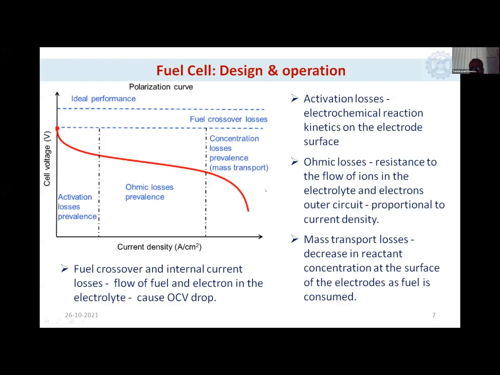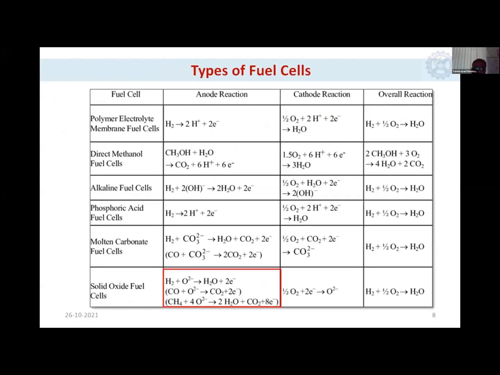And the last portion is the mass transport losses. This is because of the depletion of your fuel. The device may have some limit of producing current because of the supply of your reactant. That leads to the mass transport losses or diffusion losses.